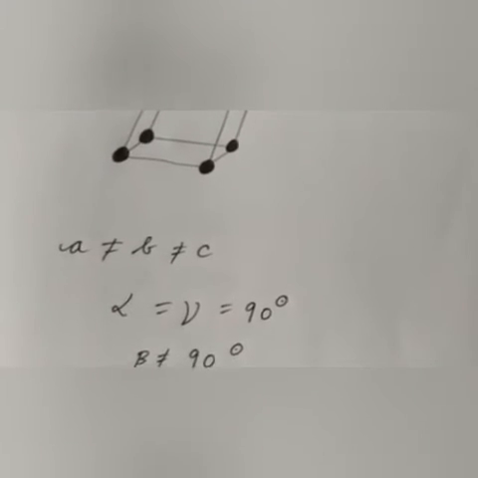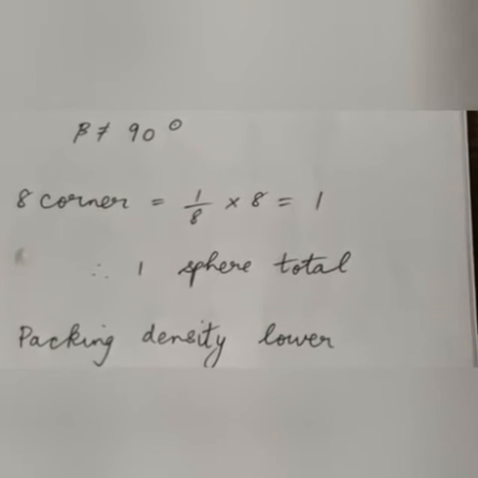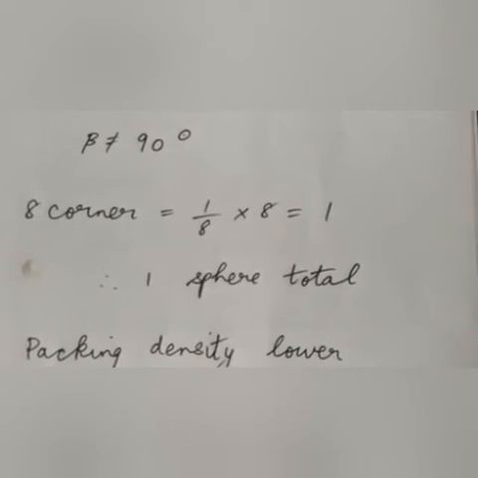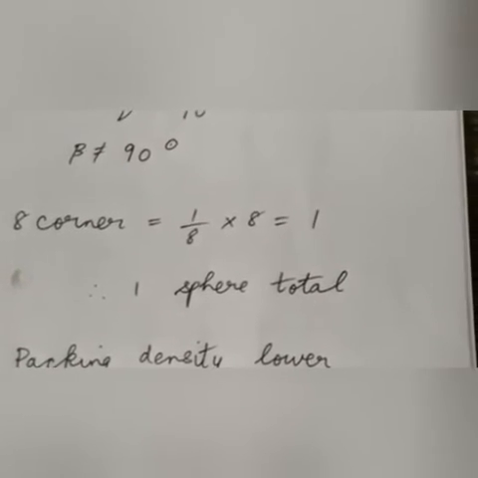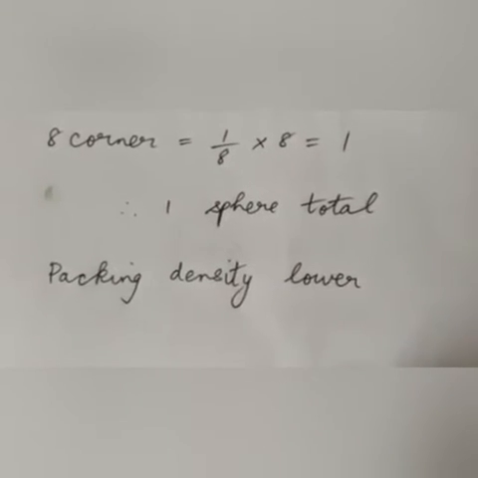Now, let's calculate how many spheres are there in this lattice. Since there are 8 corner atoms, that gives 1/8 times 8, which is equal to 1. Therefore, there is only one sphere in the whole lattice. So, as you can see, the packing density is quite low.